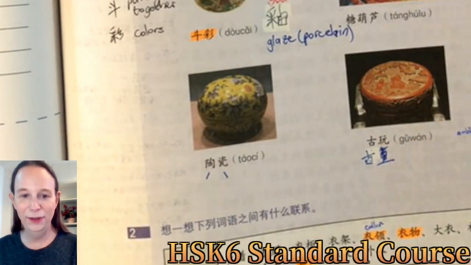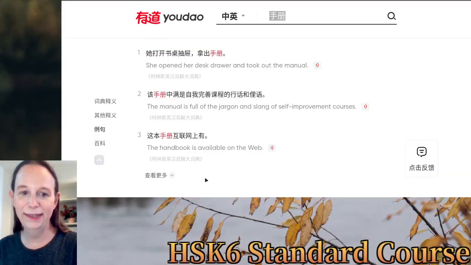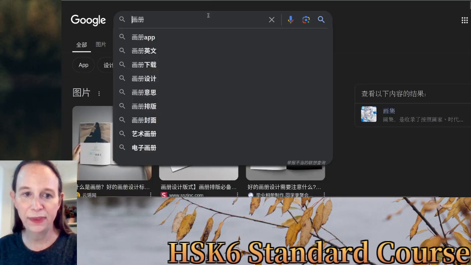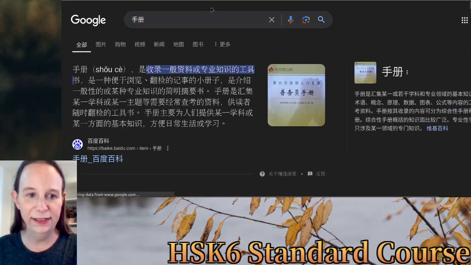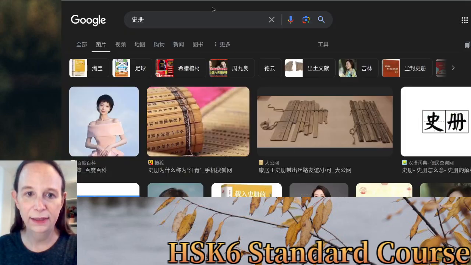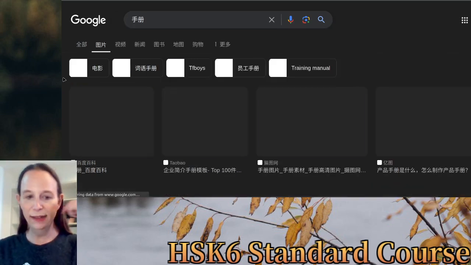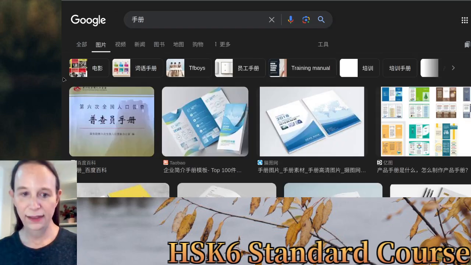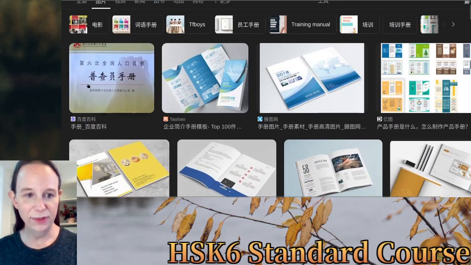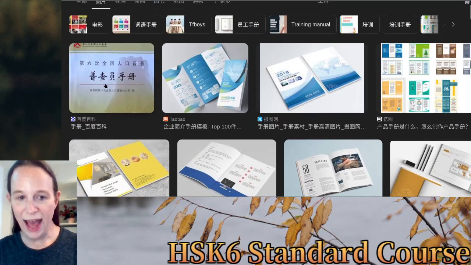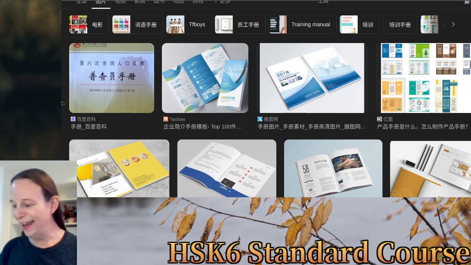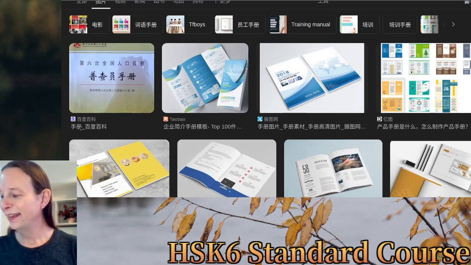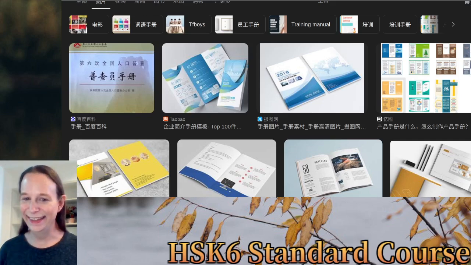Maybe we should Google image search that then. 手册. Now let's just Google, put it in here. 手册. So this is, yeah, handbook. 普查员手册. 普查 is the census. The last Chinese census.